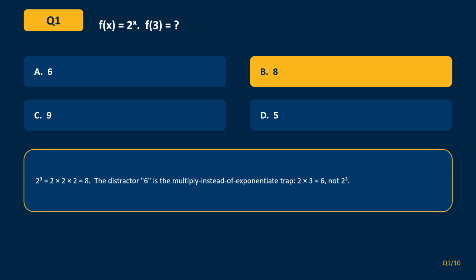This is a direct application of the definition of exponentiation as repeated multiplication. The distractor A equals 6 is designed to catch the common error of computing 2 times 3 equals 6, that is, confusing exponentiation with multiplication. This confusion between 2 multiplied by 3 and 2 raised to the third power is one of the most persistent arithmetic errors among students new to exponential functions. The operation b to the x denotes repeated multiplication of b by itself x times, not the product b times x.